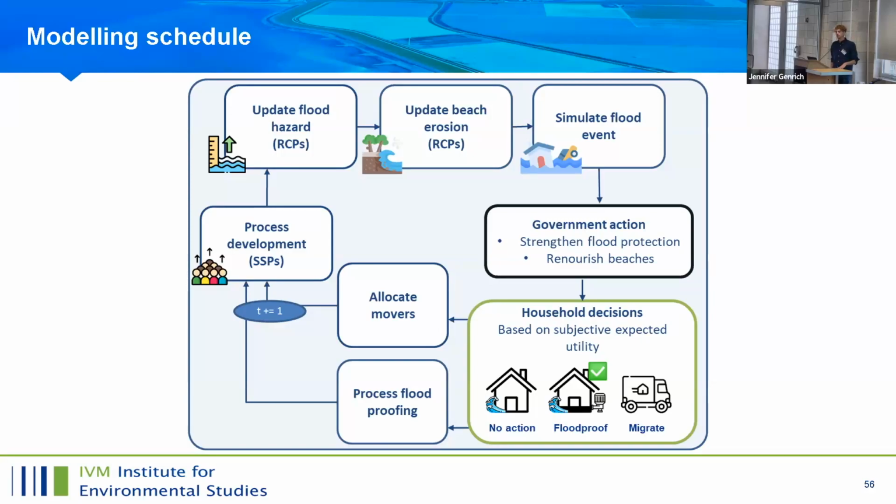And we also account for government action. So government can either choose to increase their flood protection standards, so for example, elevate dikes, or they can also renourish beaches, which again also counteracts this erosion under sea level rise. And then we do the household decisions based on this subjective expected utility, in which households again decide to either do nothing, or floodproof their homes, or to migrate to another inland area or another coastal area. And the model then processes these decisions by the households.